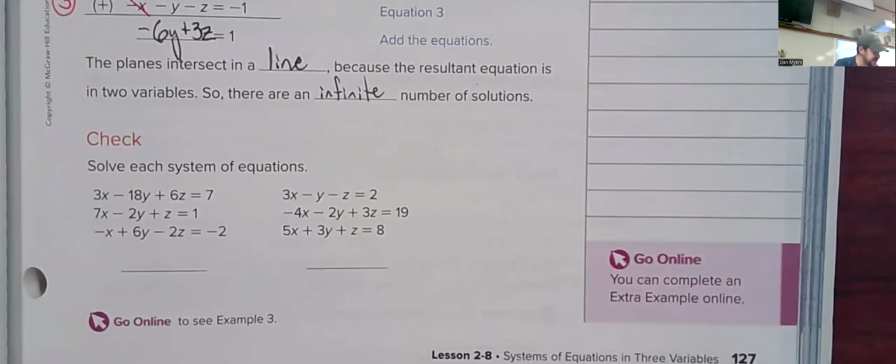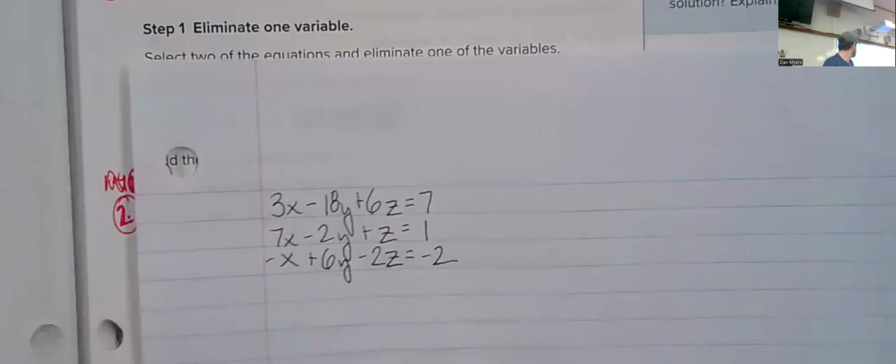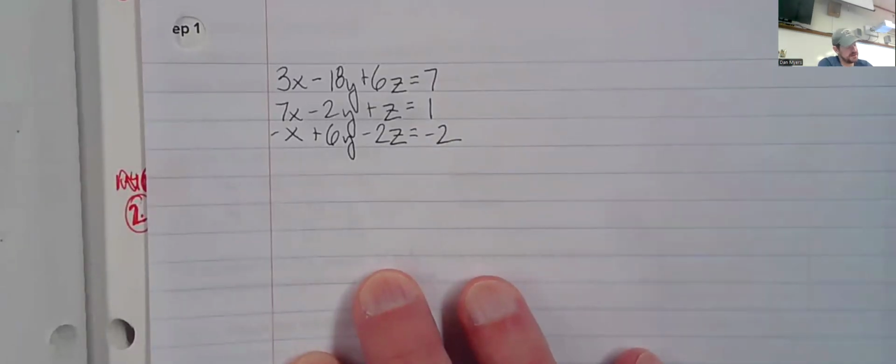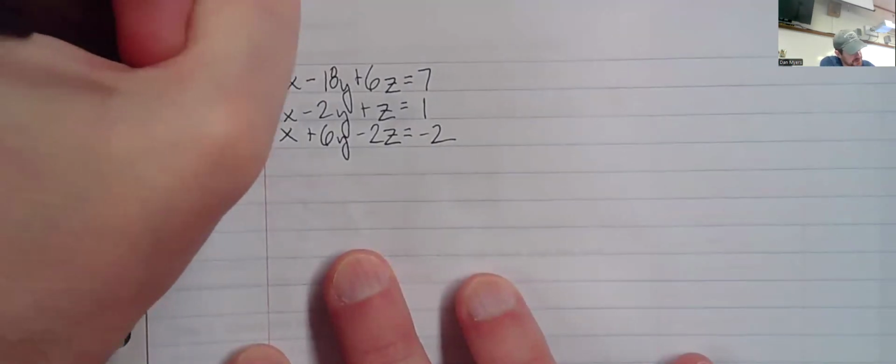So our first check step, go ahead and write down each equation. 3x minus 18y plus 6z equals 7. And then 7x minus 2y plus z equals 1. Negative x plus 6y minus 2z equals negative 2. Okay. So this is the equation that we're going to be solving. The system of equations with three variables. So we've got equation 1, we have equation 2, we have equation 3.